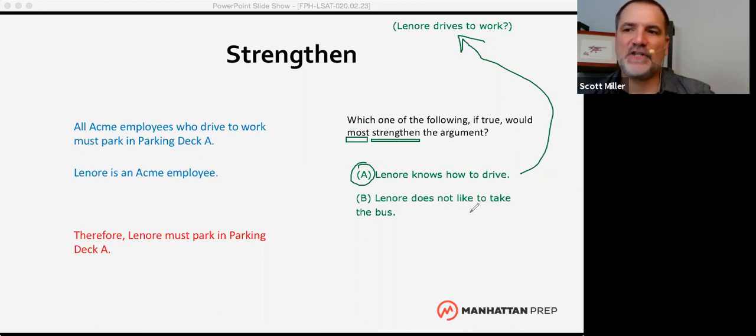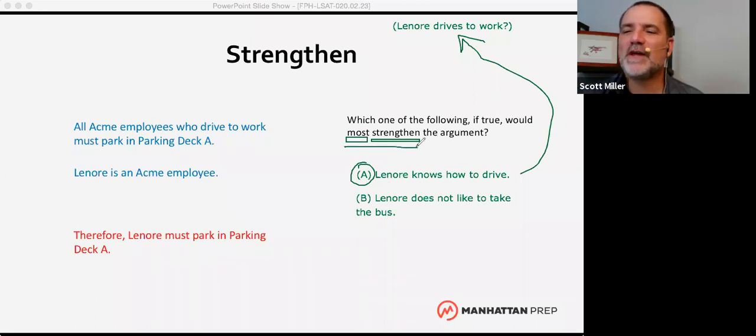Just the fact that she doesn't like to take the bus, well, maybe she takes a bicycle. Maybe she takes, I don't know, the train. Who knows? Maybe she walks to work, right? Maybe she works from home. No, actually. Well, I don't know. Let's not go there. But do you see the idea, right?